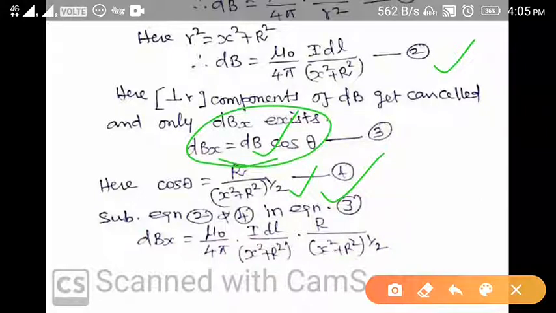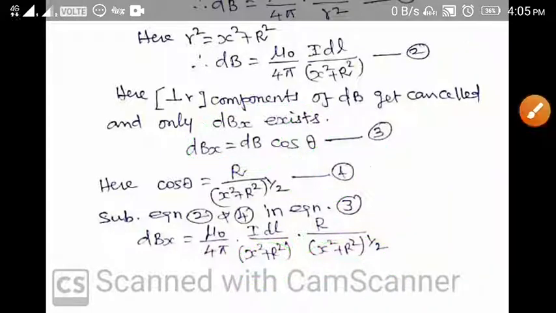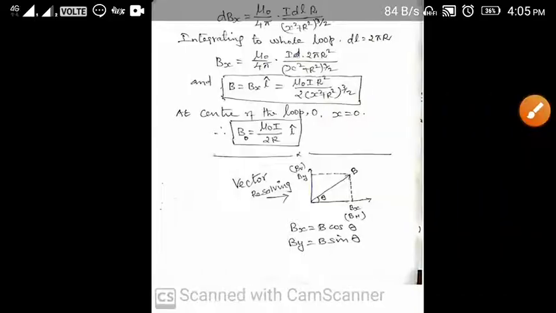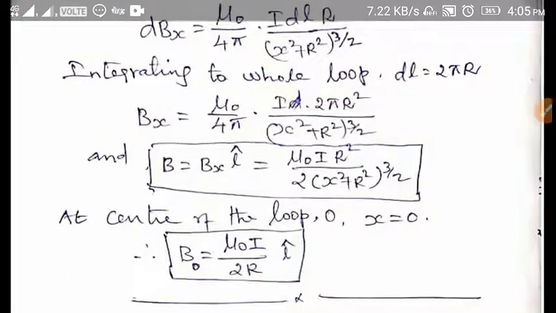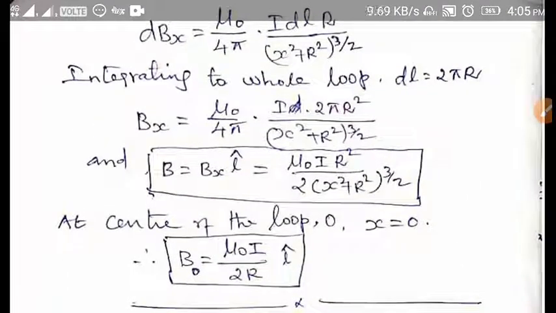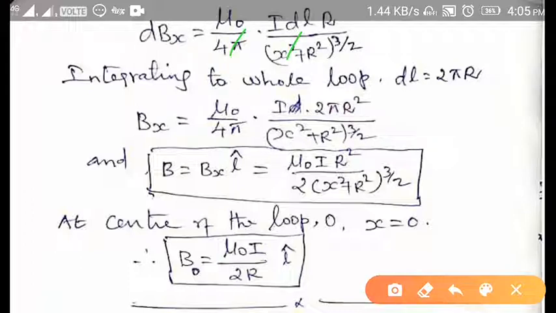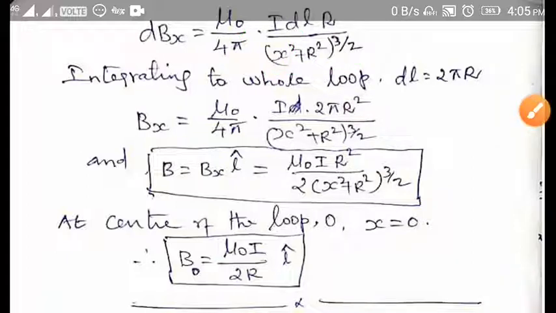Now substitute equation 2, that is dB, and the cos theta value in equation 3. So dBx equals mu naught by 4 pi, I dl by (x squared plus r squared), into the cos theta value, which is R divided by (x squared plus r squared) power 1 by 2. Next we can merge the two values, power 1 and power 1 by 2. So dBx, the x component of the magnetic field at point P, equals mu naught by 4 pi, I dl R by (x squared plus r squared) whole power 3 by 2. So combined, we write whole power 3 by 2.